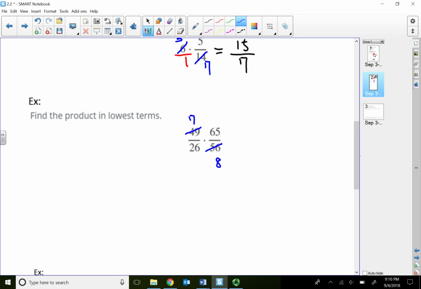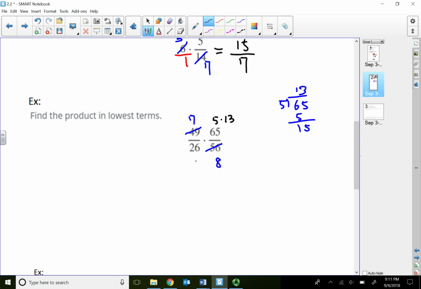All right, let's see what else I can reduce. So I got 7 on top, 65 on top. I got 26 in the bottom, 8 in the bottom. So I know 7 and 8 cannot be reduced anymore. 65, I don't quite recognize 65. So let's think about this. I know divisibility by 5 can go into it. So if I think about divisibility by 5, 5 will go into 65 about 13 times. So this number up here is really 5 times 13. And both of them are also prime numbers. So this is where prime factorization can come in.